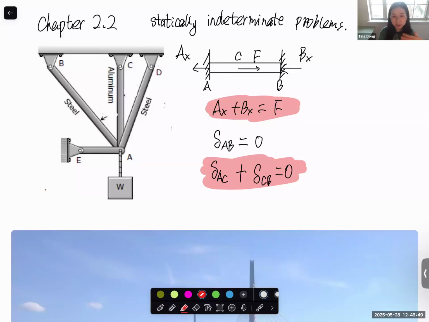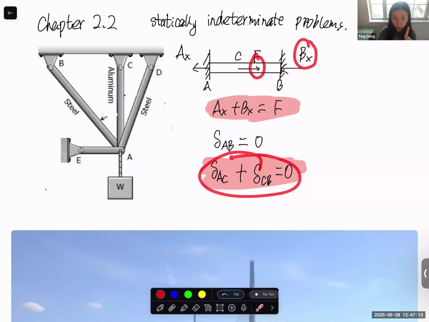Now, if we combine these two, we can solve AX and BX, because the internal force in the AC section should be the same magnitude. Since it's tension, it should be the same as the reaction force here. The internal force in the CB section is compressive, so it should be a negative value, and it should be the same magnitude as BX. So this one equation includes AX and BX.